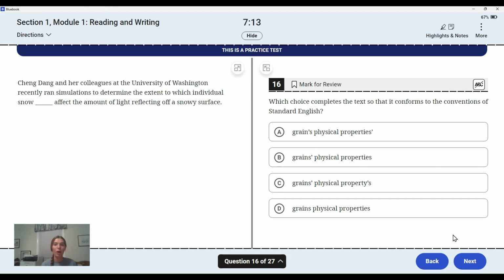You're going to have a lot of to-be verbs tested on the exam, but you'll also have a lot of other types of verbs tested as well. Okay, back to our punctuation question, now that we've gotten all of those grammar rules answered.